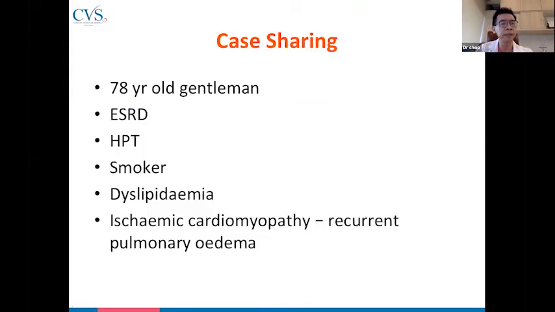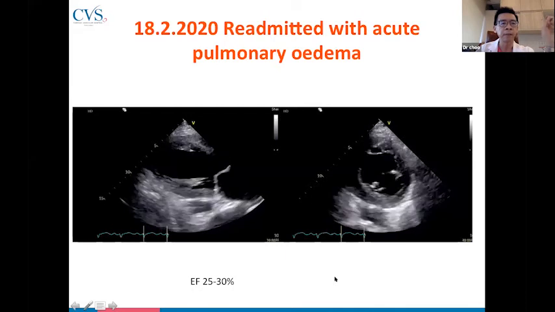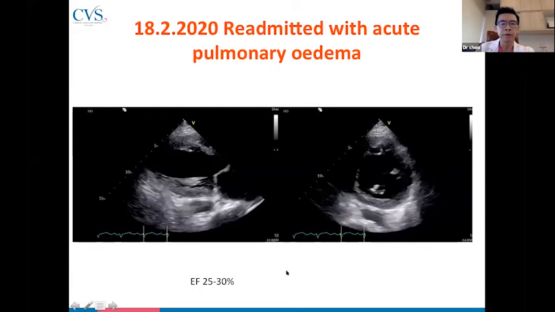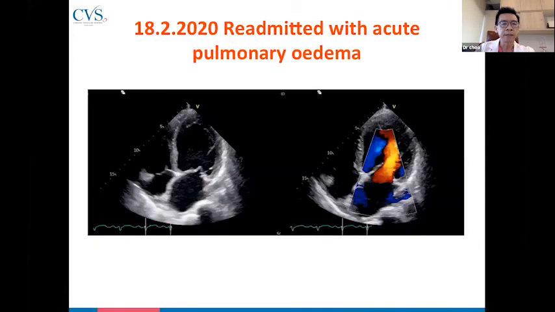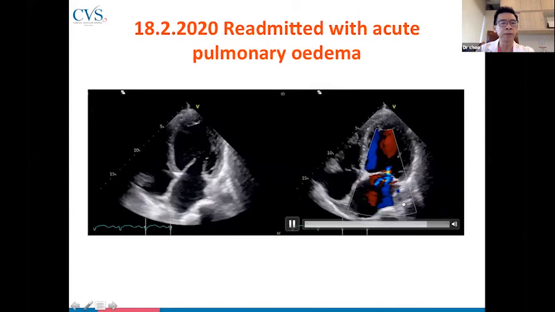Quickly, I'll just share one case of a gentleman, 78 years old, with multivessel disease, end-stage renal failure, recurrent admissions for heart failure, ischemic cardiomyopathy. This was his echo in February. He was admitted at the time with acute pulmonary edema. Look at the ejection fraction, it's really, really poor, 25 to 30%. And you see the dilatation of the LV, moderate mitral regurgitation.